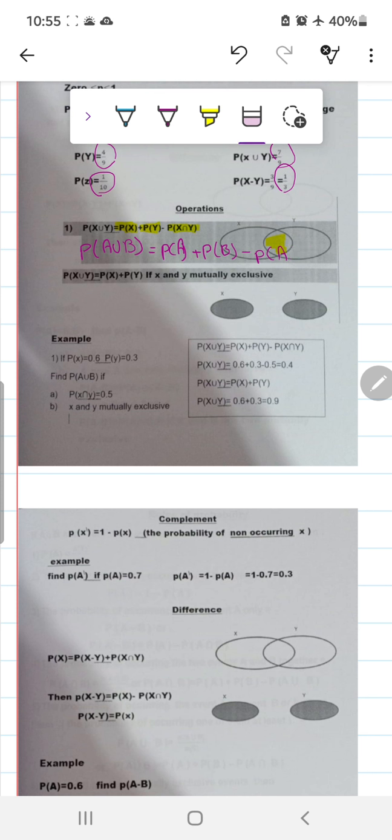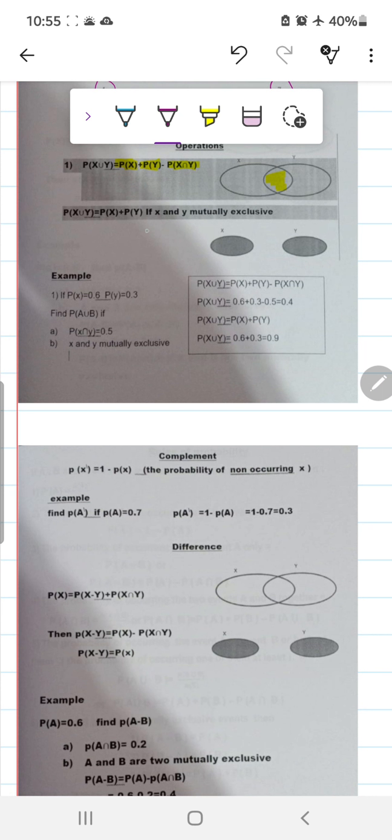Okay, here if we have two mutually exclusive sets, as we said, we don't have any intersection between them, so the probability of the intersection equals 0.